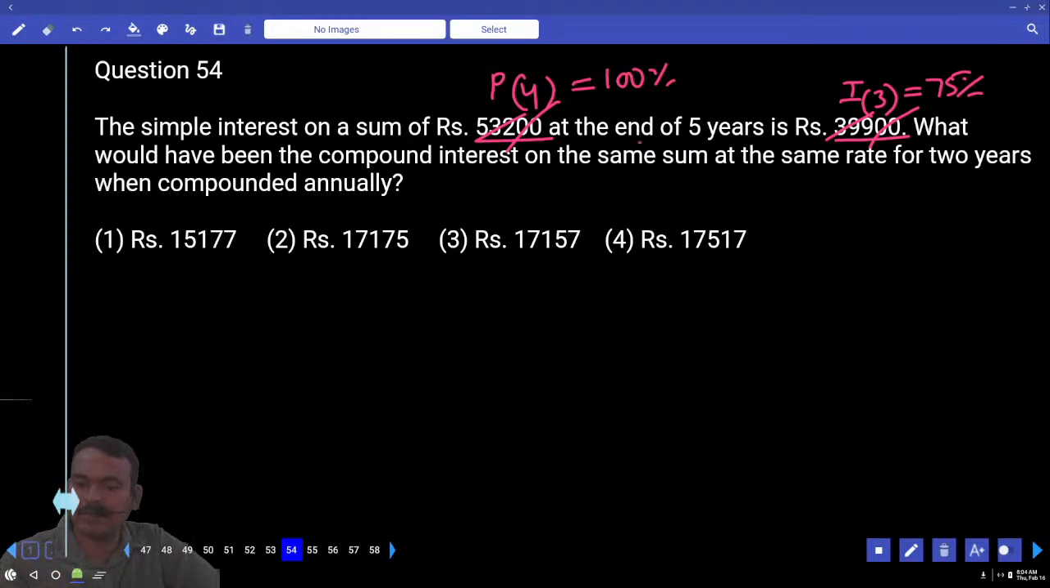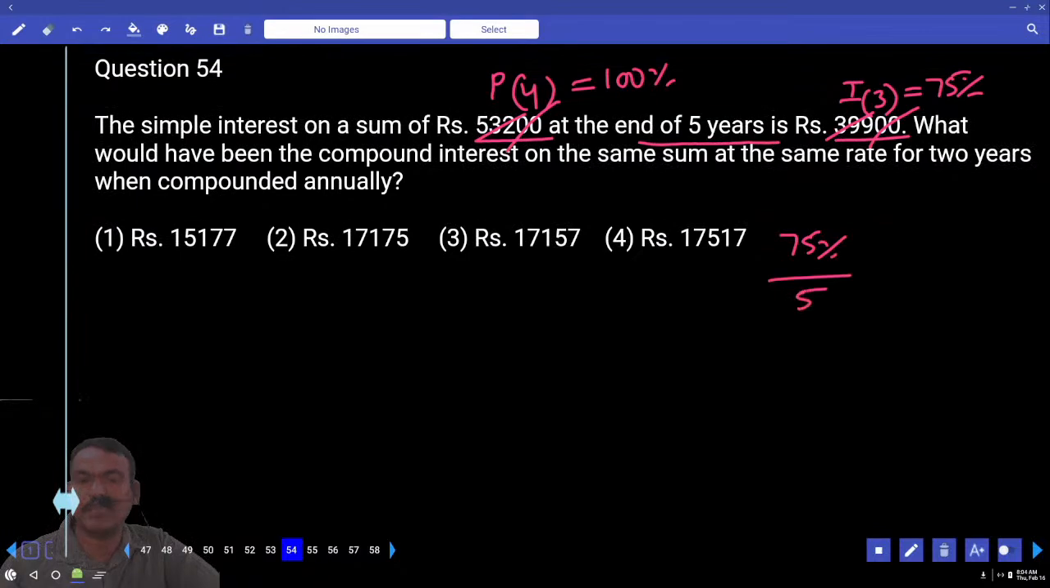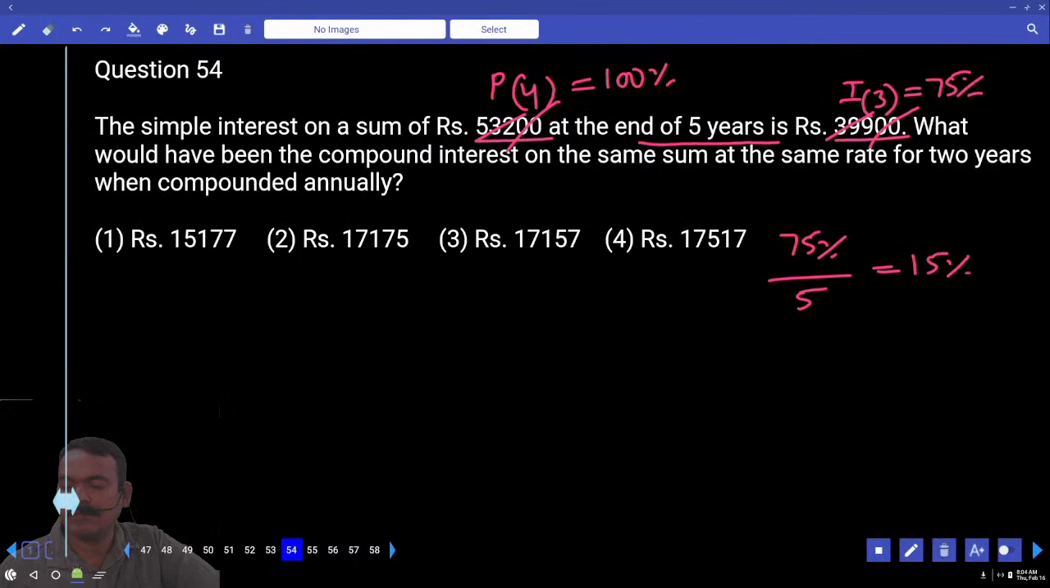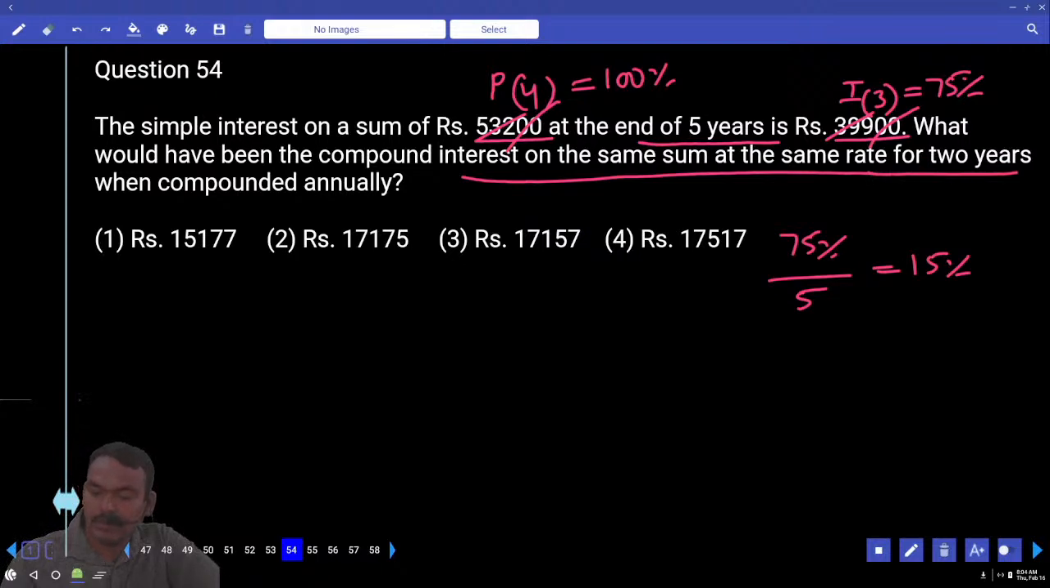That 75% interest was received in how many years? 5 years. 75% in 5 years. What is the per annum interest? 75 by 5, we get the per annum interest as 15%. Second, what would have been the compound interest on the same sum at the same rate for how many years? 2 years. 15% for 2 years, compound interest or simple interest? Compound interest.